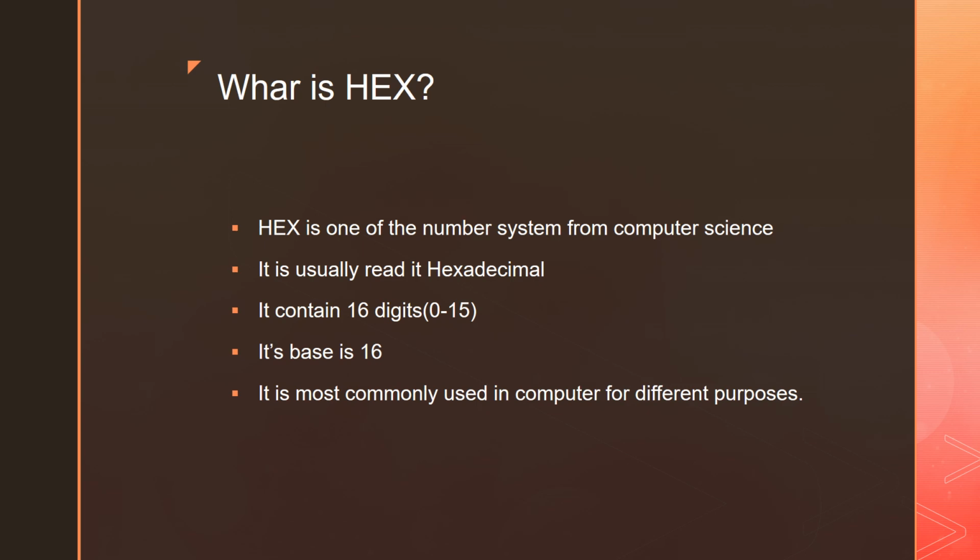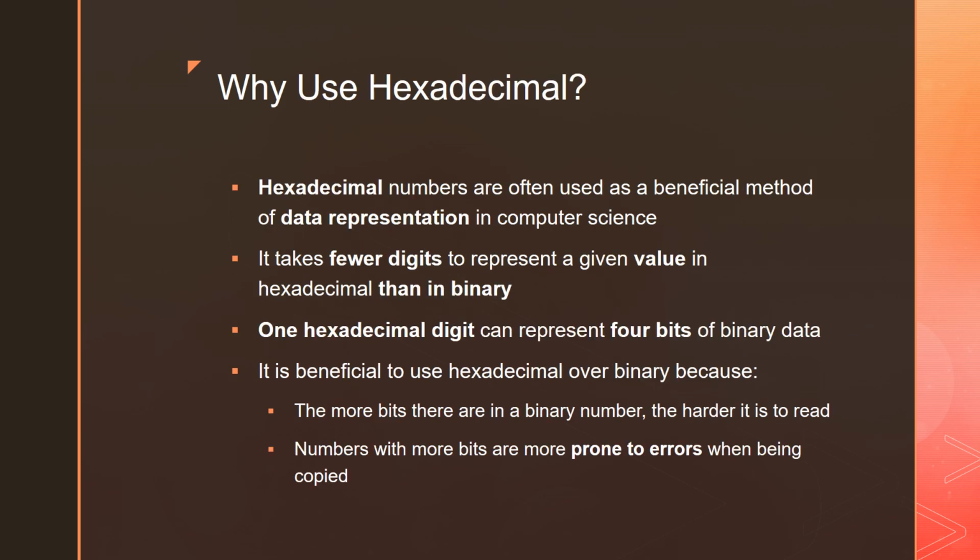Hex is one of the number systems from computer science. It is usually read as hexadecimal. It contains 16 digits, 0 till 15. Its base is 16, and it is most commonly used in computers for different purposes. Why use hex? Hexadecimal numbers are often used as a beneficial method of data representation in computer science.